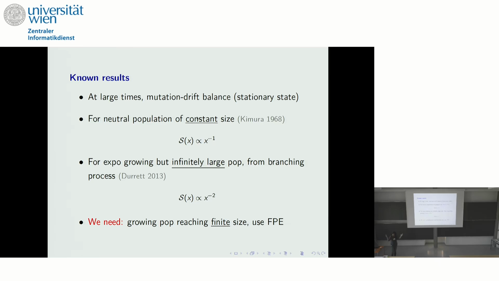But if you have an exponentially growing population without a limit, it just grows, then the SFS decreases much faster. It goes as 1/x². These are the known results due to Kimura and Durrett. What we have is also an exponentially growing population, but at least in the simplest case, it increases logistically. It increases and then saturates. The result due to Durrett is obtained using a branching process, which, as you know, assumes the resident population to have infinite size. I have a finite size population, so I have to do a little bit more work. I cannot use a branching process, but I'll use a Fokker-Planck equation.